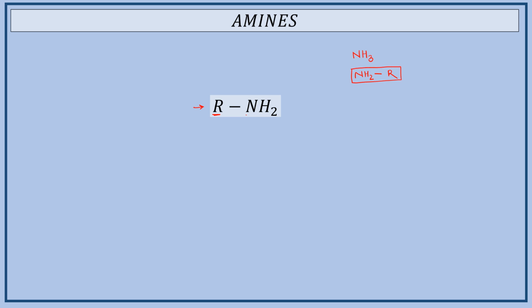The IUPAC system for naming an amine is alkane amine. We add the suffix amine along with the alkane chain attached to it.